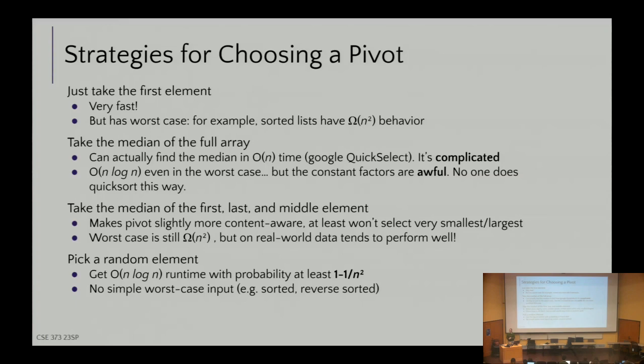So here are a few very real ways that people have implemented choosing a pivot in quicksort. One, just take the first element, super fast. Don't look at anything, but it's probably the most likely to produce that n squared runtime. Two, take the median of the full array. Cool, well that's going to give us the least recursion levels, but the constant factors make it awful, and so actually no one implements quicksort by finding the actual median. These are two very real ones.